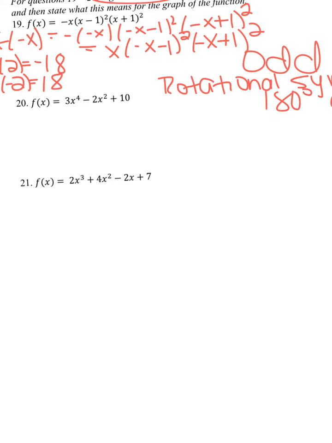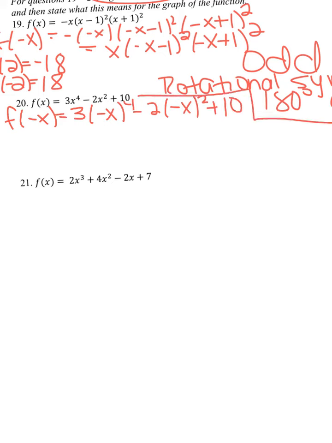we have 3x to the 4th minus 2x squared plus 10. So I have f of x. I'm going to plug in negative x, and I get 3 times negative x to the 4th minus 2 times negative x squared plus 10. I'll just separate this. So when I plug that in and I clean it up, negative x to the 4th is really x to the 4th. So this is 3x to the 4th. Negative x squared is really x squared. So negative 2 times x squared is negative 2x squared. And then plus 10. So here all of my signs are equal to the original.